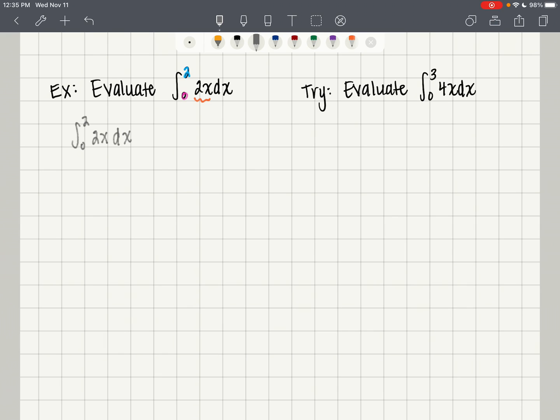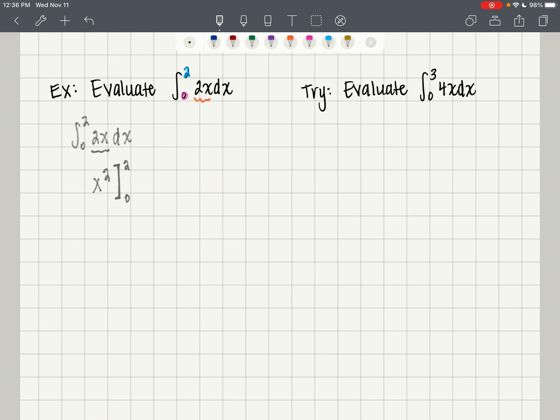So the antiderivative of 2x is x squared. And then normally we would put plus c, but because this is a definite integral, we're going to put a little line. I'm going to put hooks on it for this first time, but very often we drop those hooks and we just put a vertical line. So x squared evaluated from 0 to 2.